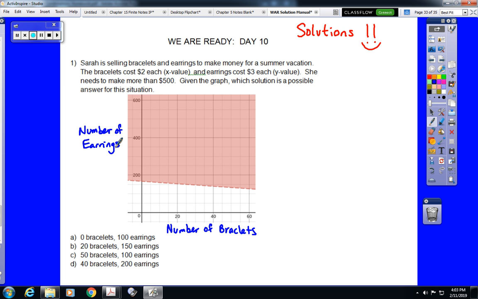Now everybody that's taken algebra knows that the solution for a linear inequality is anything in the shaded region. So what we want to do is take our four potential answers and graph the associated points. Okay? 0 bracelets, 100 earrings would be 0, 100, which would be located right here. 20 bracelets, 100 earrings would be an X of 20 and a Y of 150, which would be right on the dotted line.